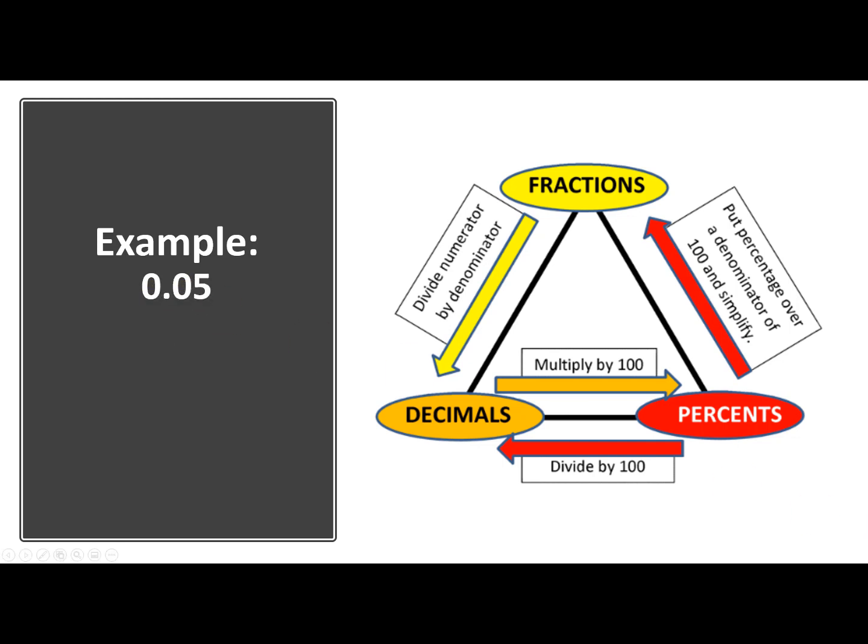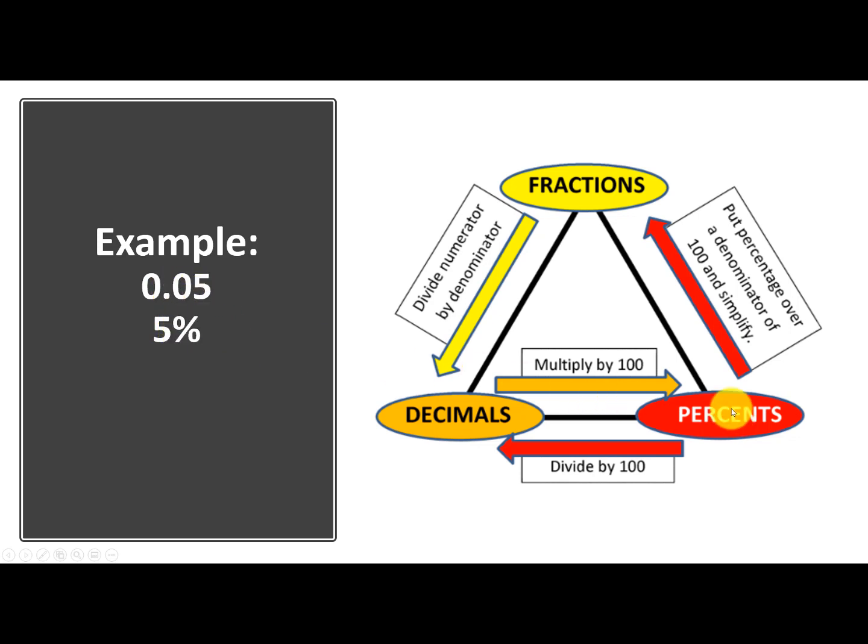Now we have a decimal, 0.05. To change the decimal to a percent, we move the decimal place 2 places to the right. So that becomes 5, and then we add a percent sign. So 0.05 is the same thing as 5%.